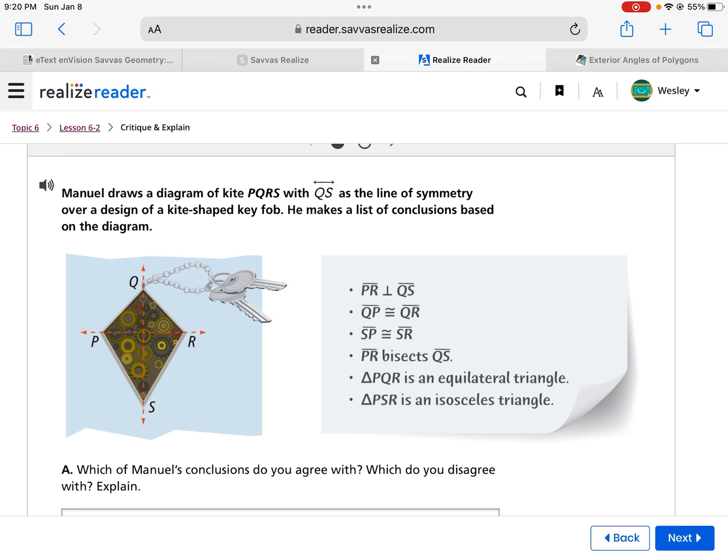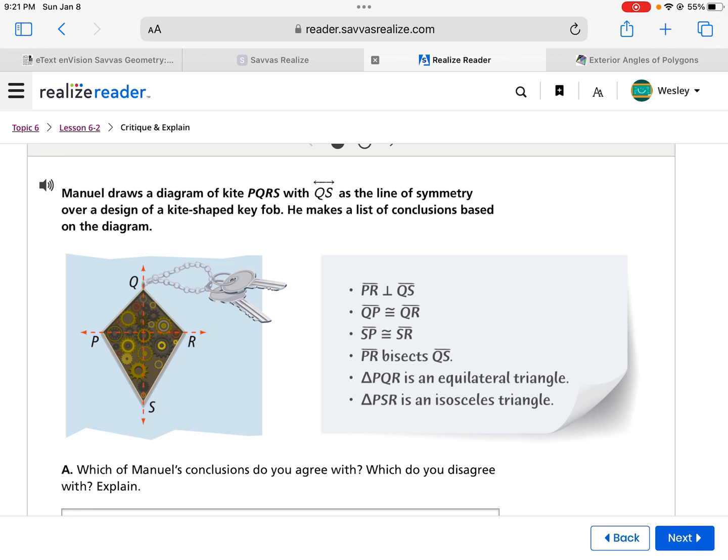He says PR is perpendicular to QS. He says QP is congruent to QR. He says SP is congruent to SR. And so what he's probably done is taken some measuring tools and measured these things. He's realized that those top two segments, QP and QR, are the same length. The bottom two segments, PS and RS, or SP and SR, are the same length. They're congruent. He's probably also measured that angle where those diagonals crisscross, or he looked at it and realized that's a right angle. So those are perpendicular diagonals of this kite.